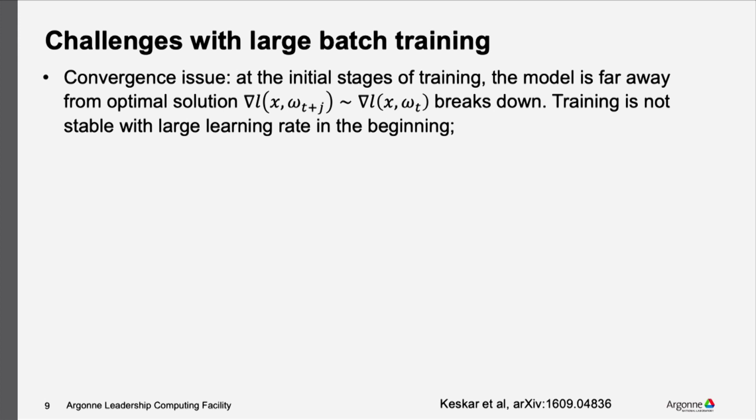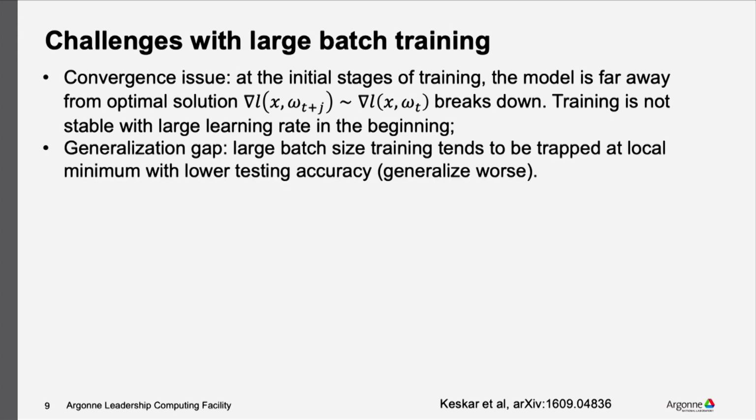However, there are some challenges with large batch size training. In particular, in the beginning, because this is an optimization problem, if we use too large time steps, the optimization has a hard time finding a minimum. So it's not stable in the initial stage to use a large time step or large learning rate. Another issue is the so-called generalization gap.